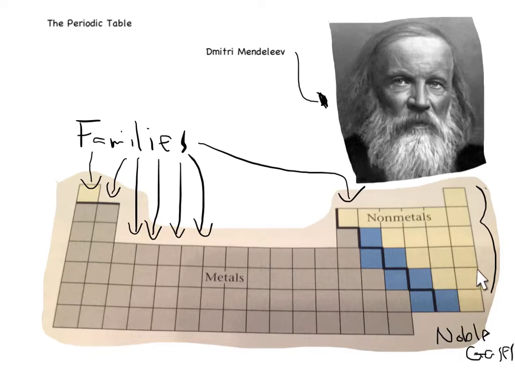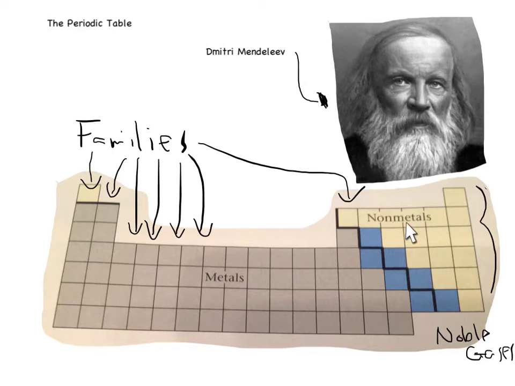On the right, these are the nonmetals. They are either gases or solids. There's one liquid in this section, but for the most part, the solids are not shiny. They're dull. They don't conduct electricity. They don't conduct heat.